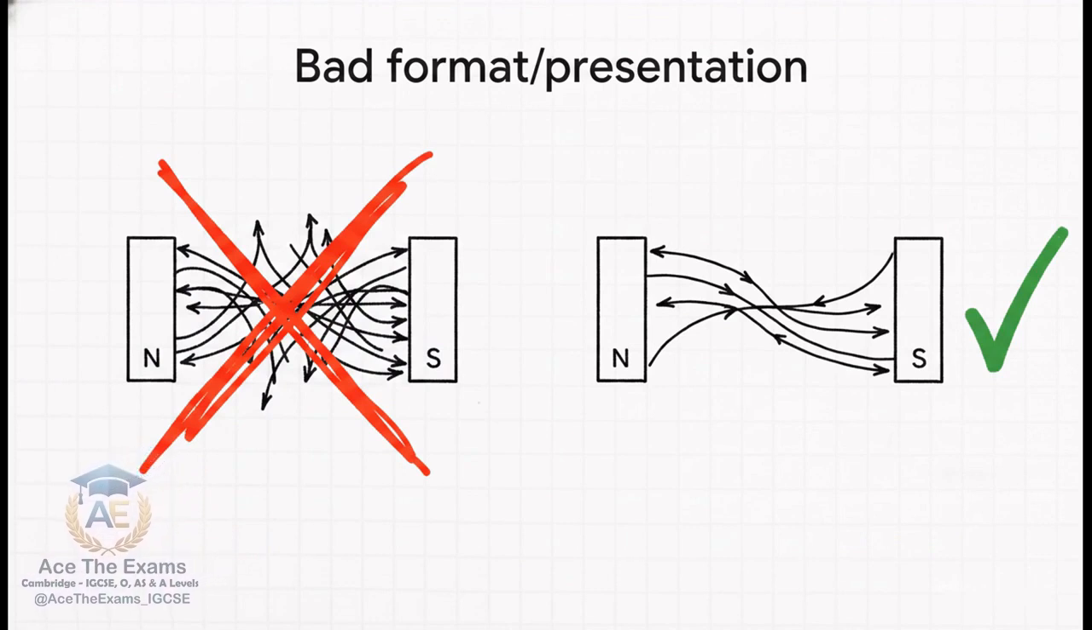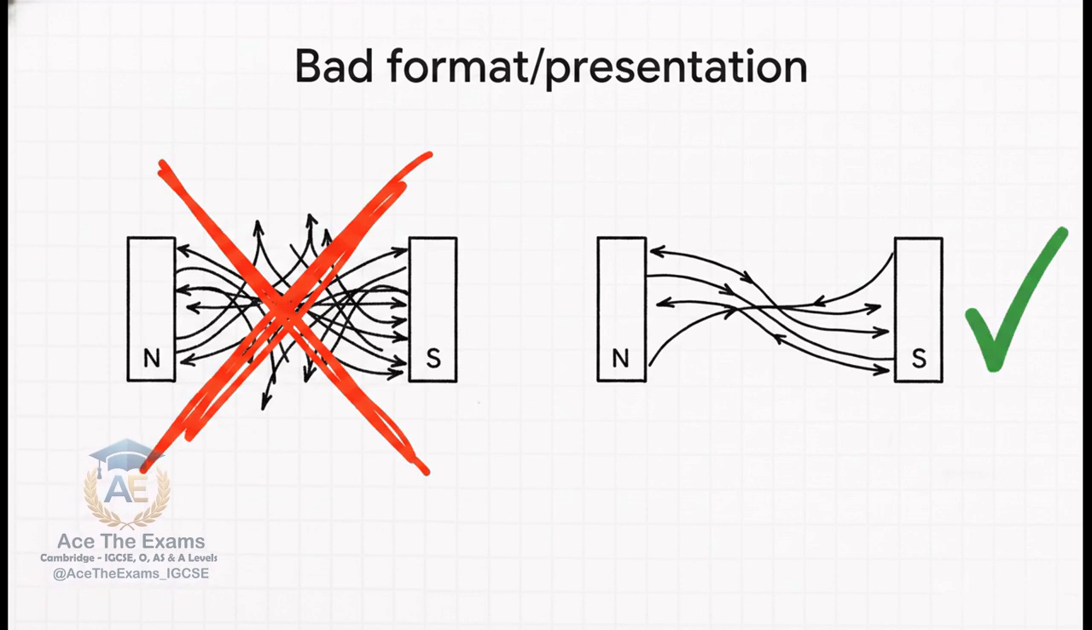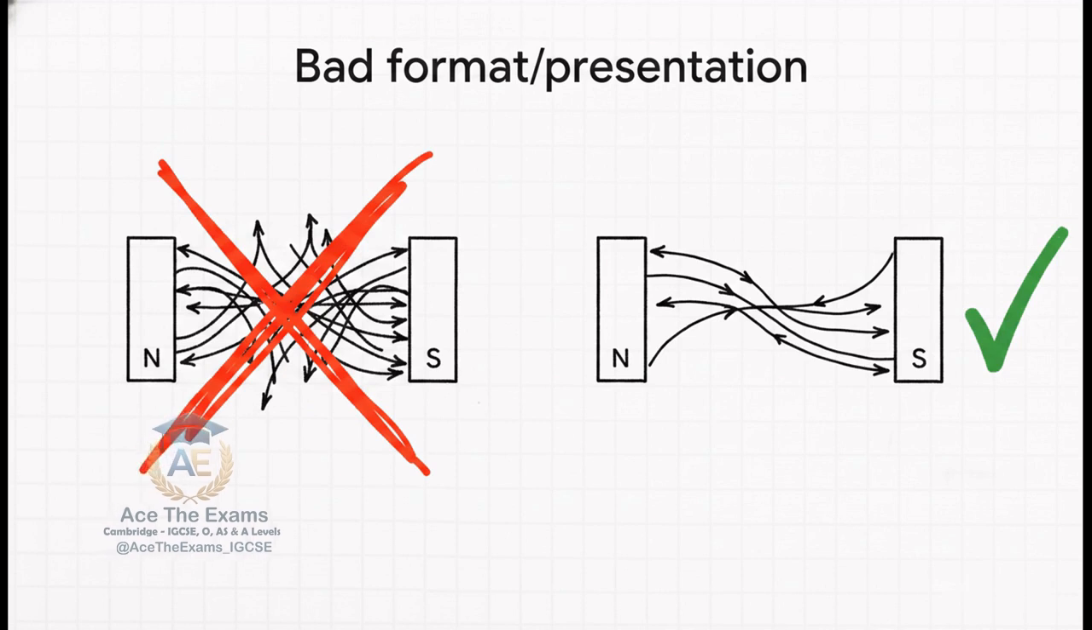Let's talk about warning number 2. It is an absolute tragedy. Bad formatting. For example, if you are asked to draw magnetic field lines and your lines touch or cross each other, or you forget to draw the directional arrows pointing from north to south, you lose marks immediately. It doesn't matter if you know the theory, your execution failed.